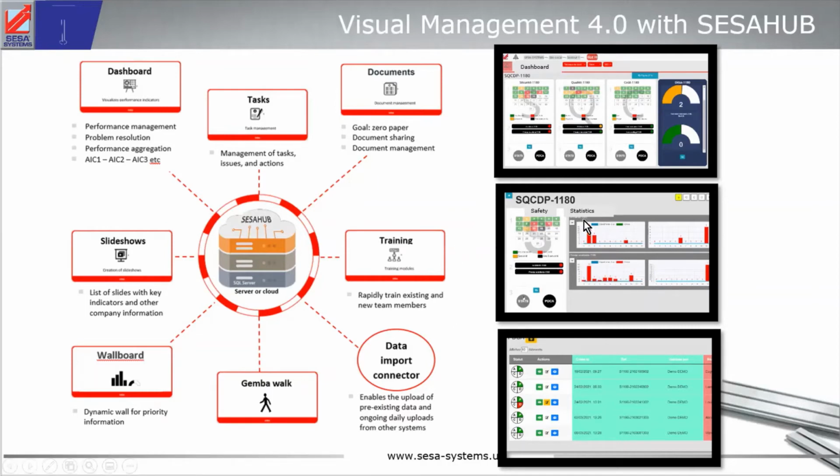So the dashboard looks like this. It's completely customizable to your needs. In this case, we have an example with SQCD. Depending on the themes that you want to monitor for your KPIs, it can be part of the setup. And then you see here examples of indicators, and they are color coded, so you know on what days you're hitting your targets for which indicators. And you'll see that you can also look at your statistics for each of them.